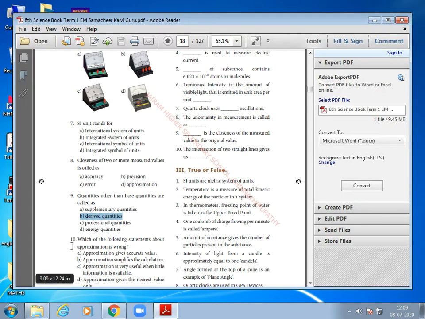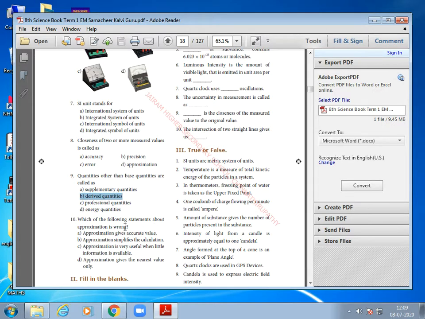Next, tenth question. Which of the following statements about approximation is wrong? Option A: approximation gives an accurate value. Approximation simplifies the calculation. Approximation is very useful when little information is available. Approximation gives the nearest value only. Looking at which option is correct, approximation gives an accurate value, so option A is the answer.